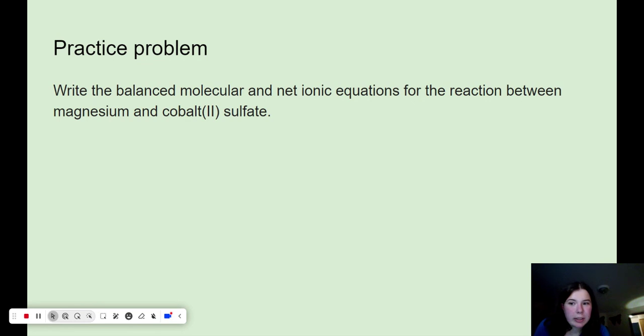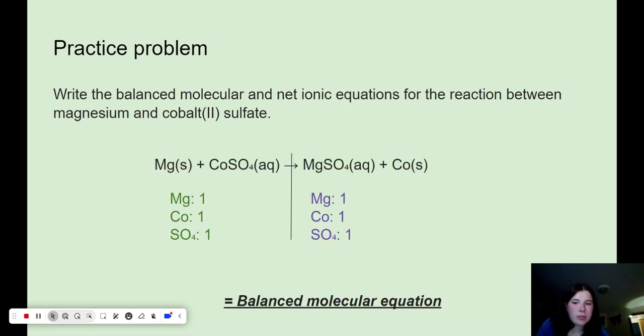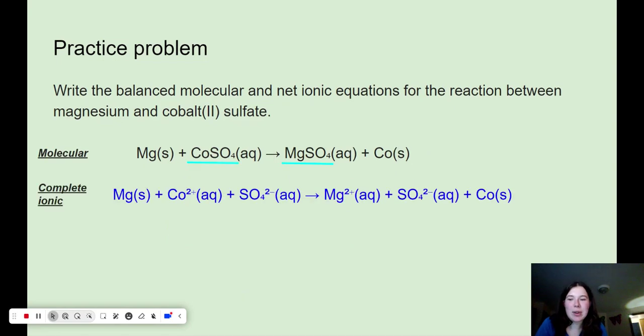Okay, here's a practice problem. Write the balanced molecular and net ionic equations for the reactions between magnesium and cobalt two sulfate. First, find the balanced molecular equation. They gave us the reactants, and from that you can find the products. And it's already balanced, so we don't have to do any work. Okay, that's the balanced molecular.